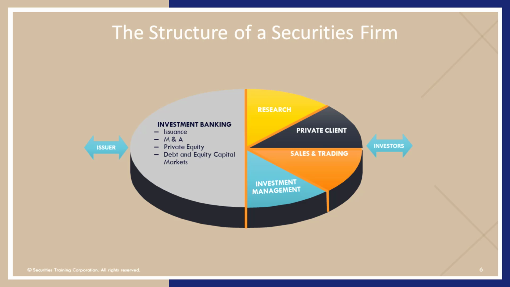Third is private equity, which is basically using the firm's own money to make investments in companies. And lastly is working through issuance, debt and equity capital markets. We talked about debt, we talked about equity. When the firms help these companies raise money by selling debt and equity, although it's part of issuance, the specific group within the department that does that is a subset of investment banking called debt and equity capital markets.